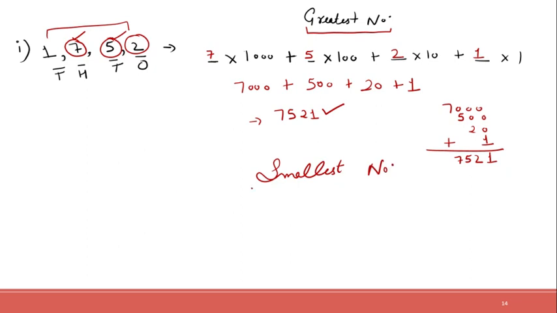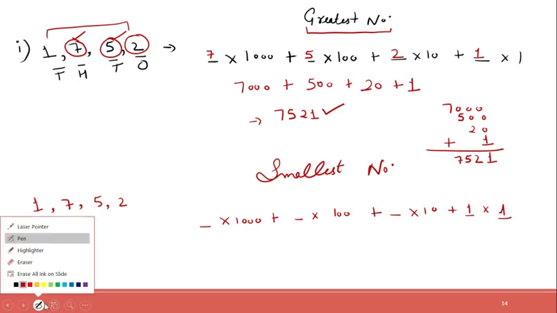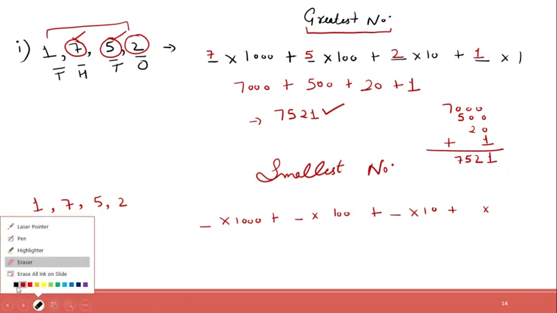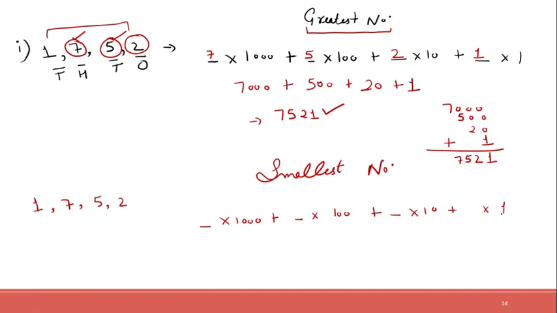Smallest number. Now let me write these digits again: 1, 7, 5, 2. 1000, because we have four digits, times 100 plus, times 10 plus 1 times 1. Wait a second. One times 1.